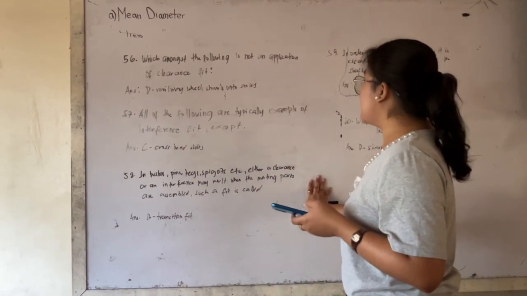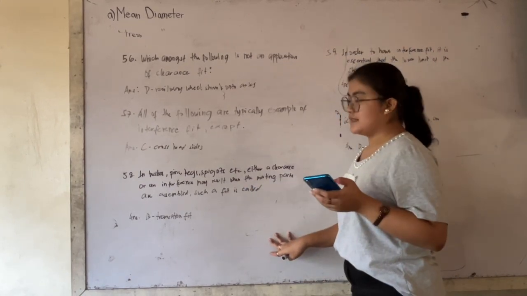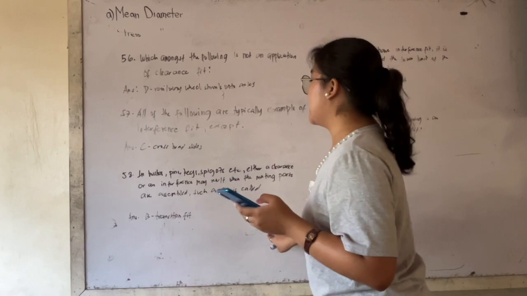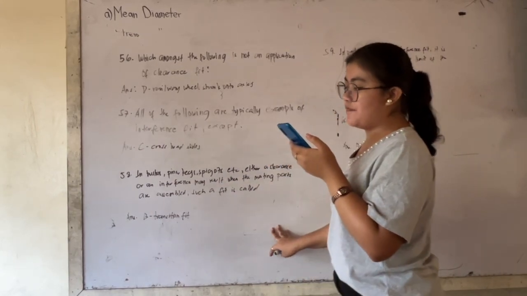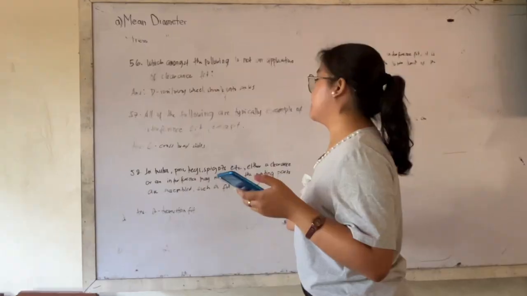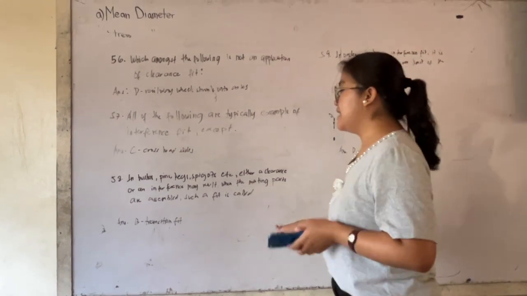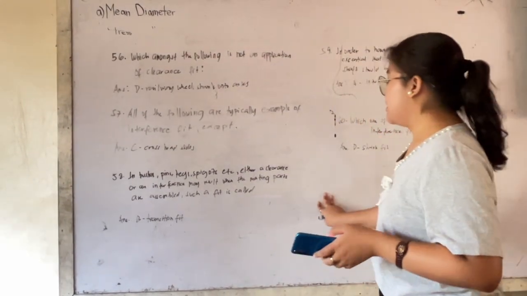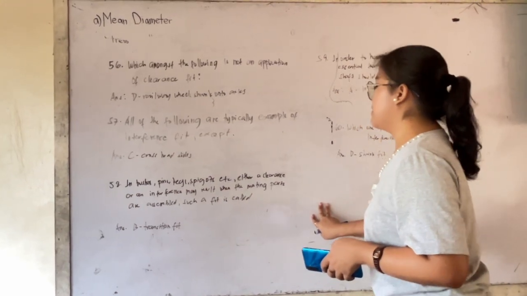Following are typically examples of interference fit, except letter C, which is crosshead slides, because crosshead slides need free movement, so they usually use a clearance fit, not an interference fit. So D, in bushes, beams, keys, spigots, etc.